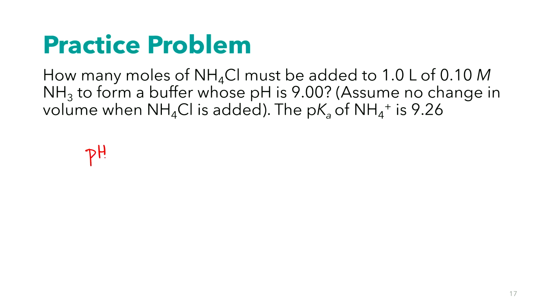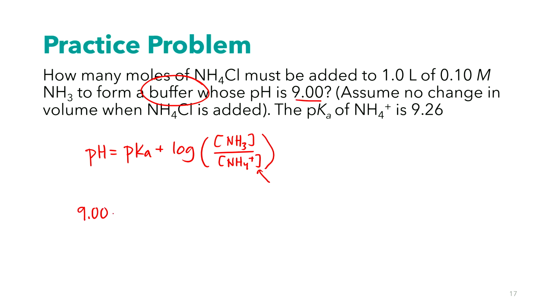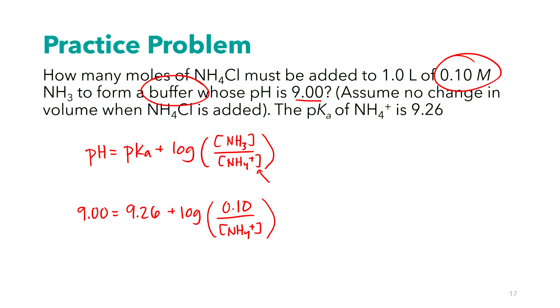All right, so as soon as I see the word buffer, I am going to the Henderson-Hasselbalch equation. That's usually a good bet. So I want the base on top. The base is NH3. The acid is NH4+. I am wondering what that concentration needs to be. So I know that the pH is 9. That's my desired pH. I want that to be true. My pKa is 9.26 plus the log, and I know that I'm starting with 0.1 molar of NH3. And I'm going to solve for this last little piece down here. What is that value of NH4+ that needs to be added?